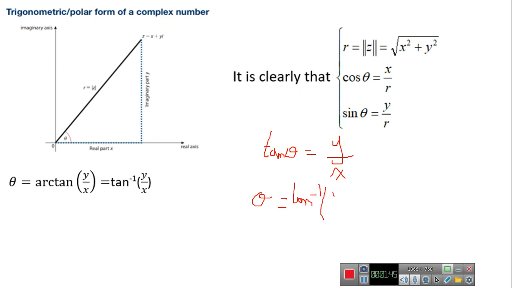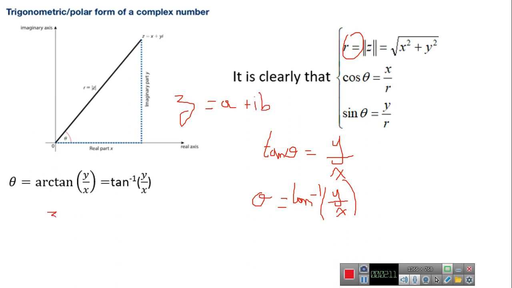So you can find the angle directly without the use of r, because if you use tangent you can get the angle. The angle of a complex number is called the argument. The argument of a complex number is called theta. So now we had a complex number written in the form z equals a plus ib. Our aim now is to write it in polar form.